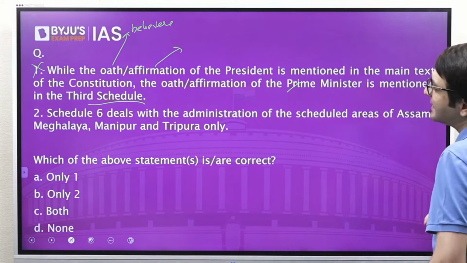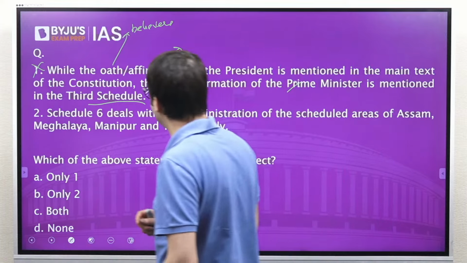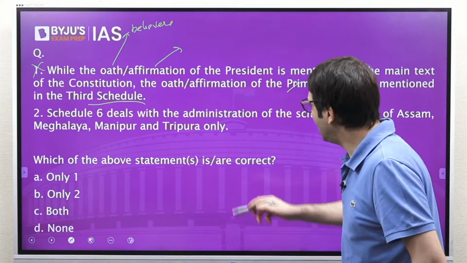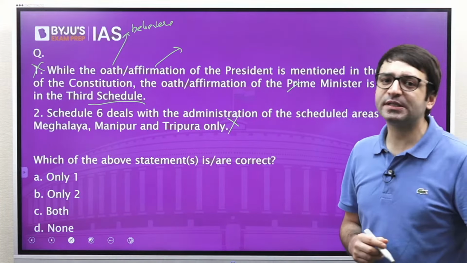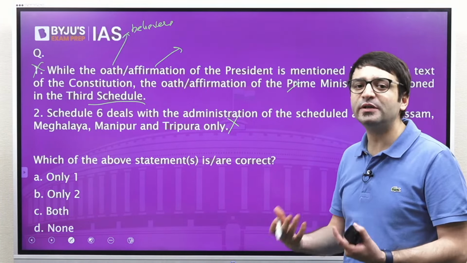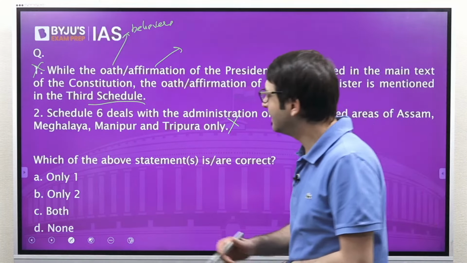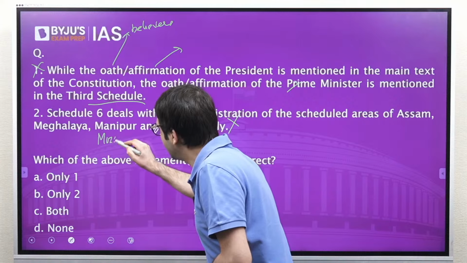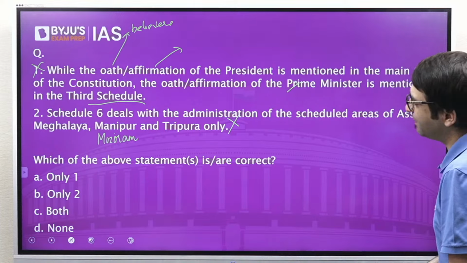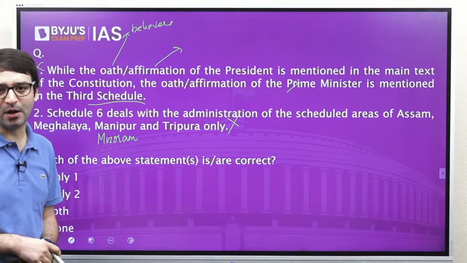Statement number 2. Schedule 6 deals with the administration of the scheduled areas of Assam, Meghalaya, Manipur and Tripura only. What do you think? Is this the right answer? No. Schedule 6 deals with the administration of the scheduled tribal areas in states of Assam, Meghalaya, Mizoram and Tripura. Which of the above statements is or are correct? D. Neither 1 nor 2. D. None of the above is the right answer.